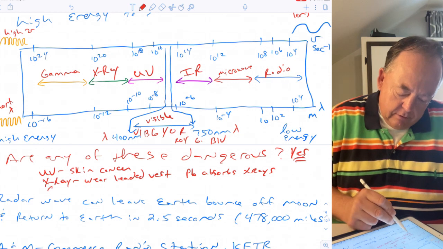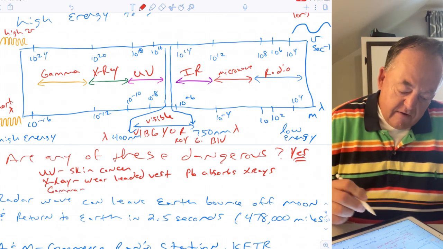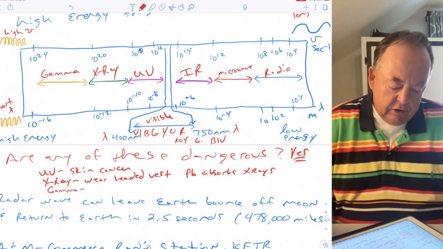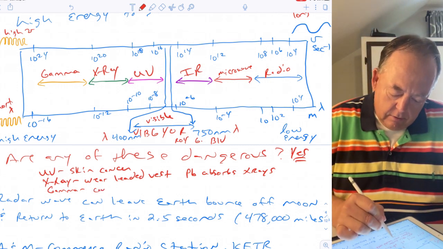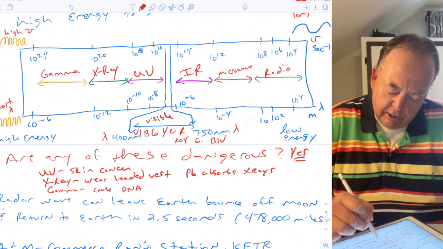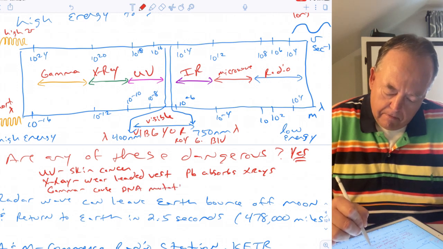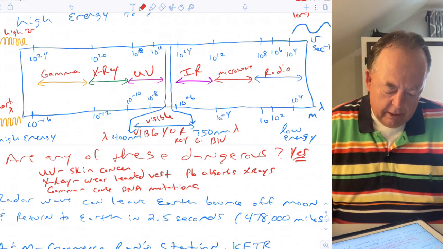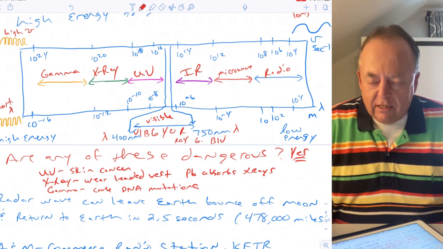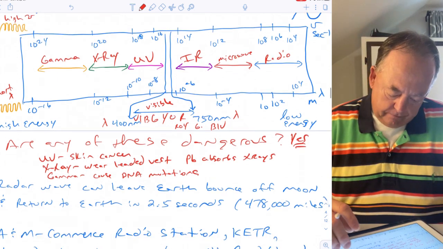And gamma rays are very dangerous. So you can get gamma ray exposure from radioactive material, and they can cause DNA mutations. So that can lead to cancer as well. So that's one of the reasons why radioactive material is so dangerous.